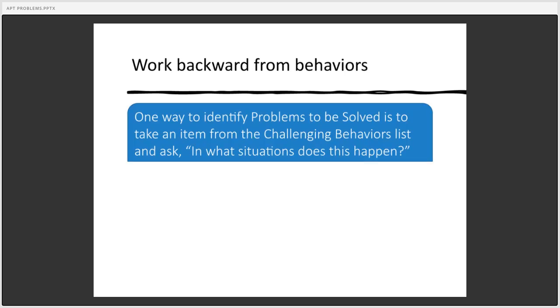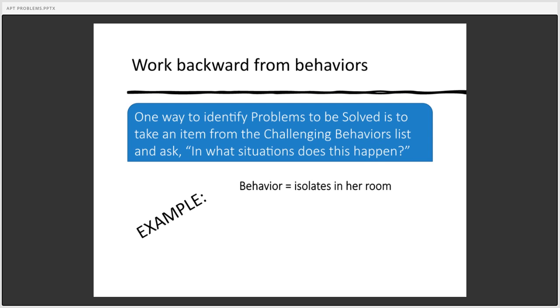So how do we discover it? There are a few ways to discover problems to be solved. And it's not an either or. You can do all of these things to make a list of problems to be solved that's as rich as possible and gives you as many treatment targets as possible. So working backward from behaviors is one way to identify the problems to be solved. So you look at your challenging behaviors list and you ask yourself one by one, in what situations does this behavior happen? So let's look at an example.